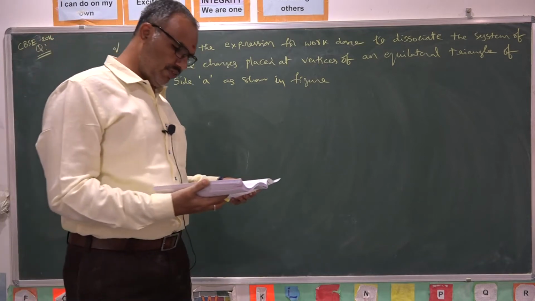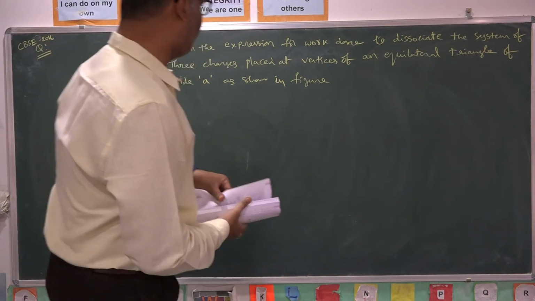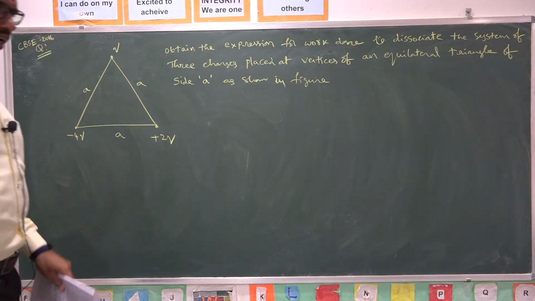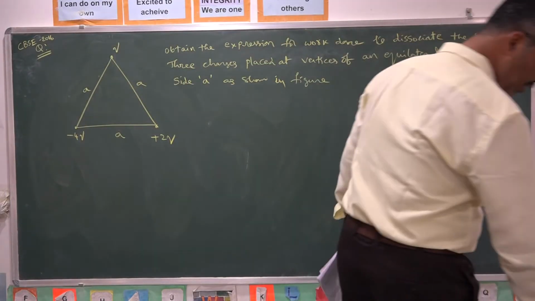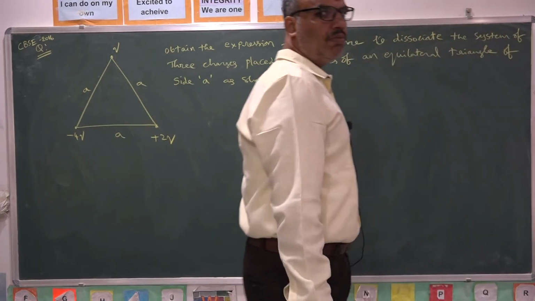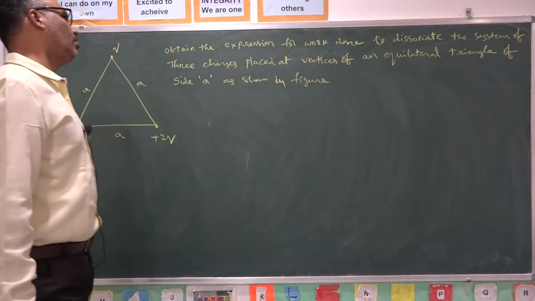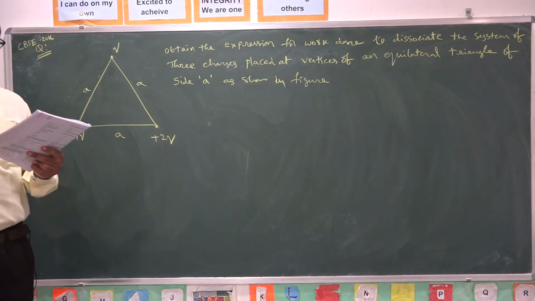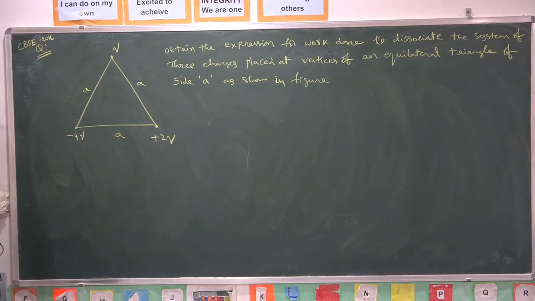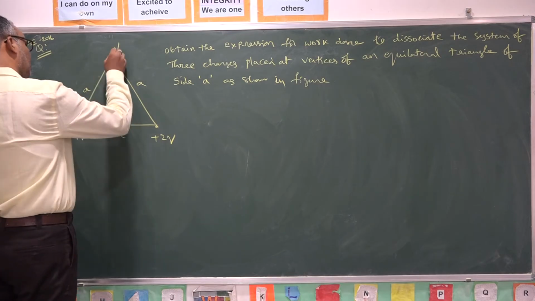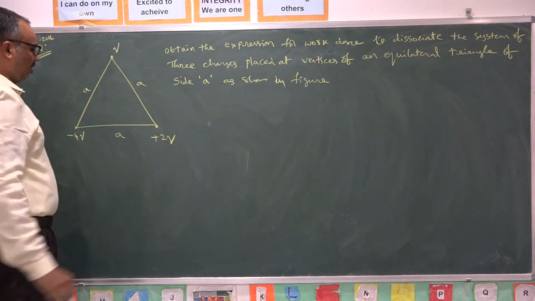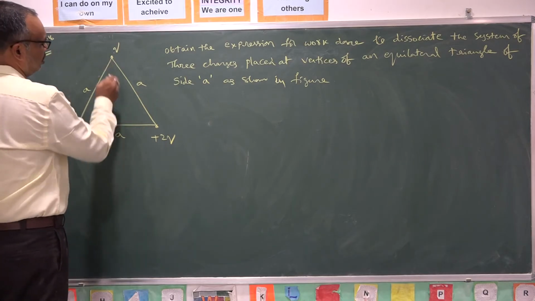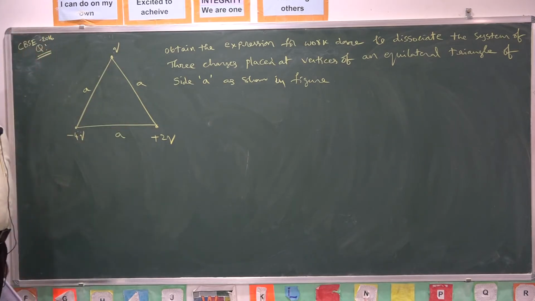Solution is very simple. Whenever we keep 2 charges side by side, they attain some energy. That energy is called electrostatic potential energy. The formula for electrostatic potential energy is 1 by 4 pi epsilon naught Q1 Q2 by R. So as these 2 charges are placed side by side, they have some energy.